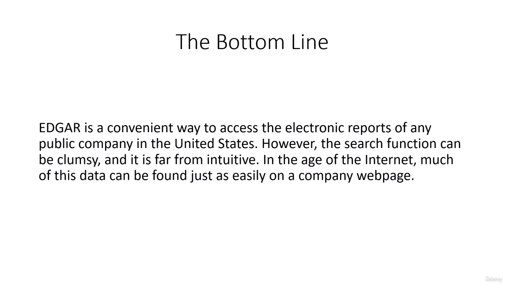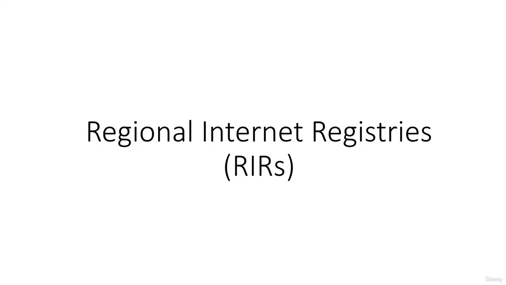Now let's talk about RIRs, regional internet registries. There are 5 regional internet registries in the world. RIRs manage, distribute and register Internet number resources, which are IPv4 and IPv6, within their respective regions.